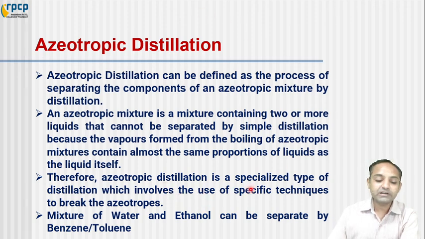Therefore, azeotropic distillation is a specialized type of distillation which involves the use of a specific technique to break the azeotrope. For example, a mixture of water and ethanol can be separated using benzene and toluene. So benzene and toluene are used to break the mixture of water and ethanol in azeotropic distillation.